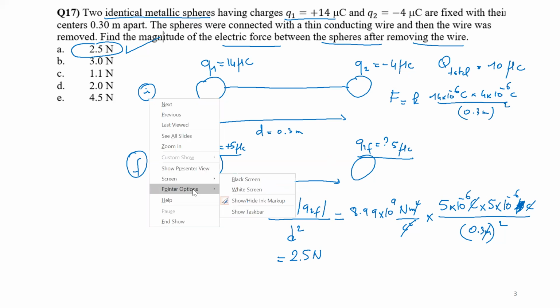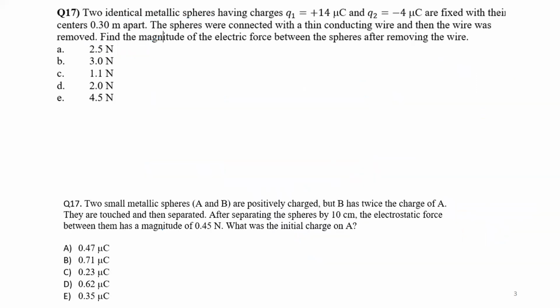Now, next question. Let me erase this. Same type of question. Two small metallic spheres, A and B, are positively charged, but B has twice the charge of A. So they are touched and then separated. After separation by 10 centimeters, the electrostatic force between them has a magnitude of 0.45 Newton. What was the initial charge on A?